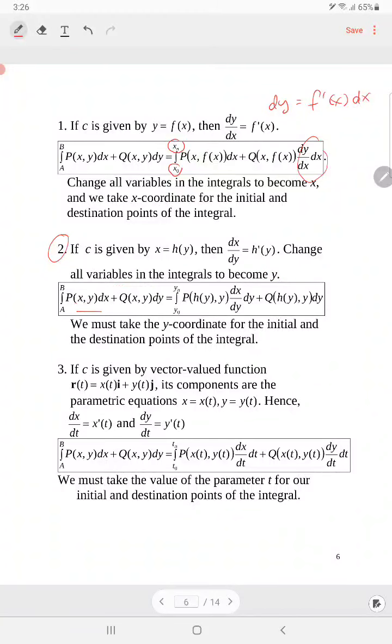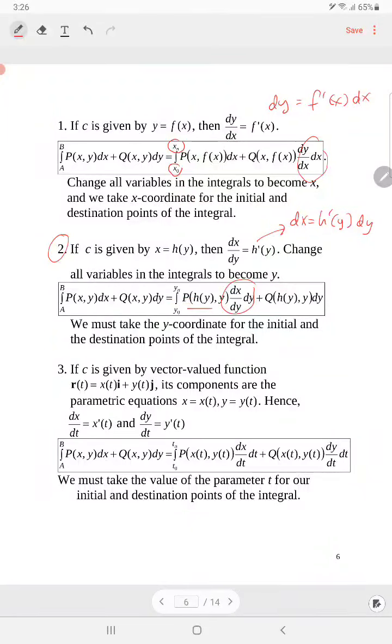So here we have F dot dr simplified, so we have P(x,y) dx plus Q(x,y) dy. Now you have to change all the x to become y. The first term we have P(x,y) dx, so this x here must be replaced by h(y), and dx here must be replaced in terms of dy. So dx is going to be equal to h'(y) dy. And then same thing with Q(x,y) dy. This x here must be replaced by h(y), and dy remains as it is.